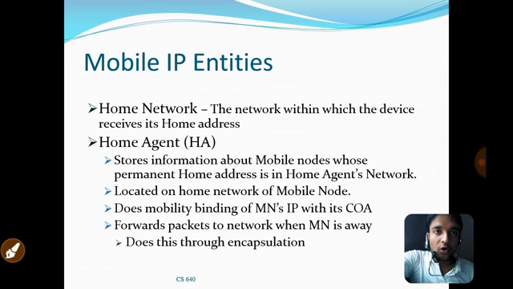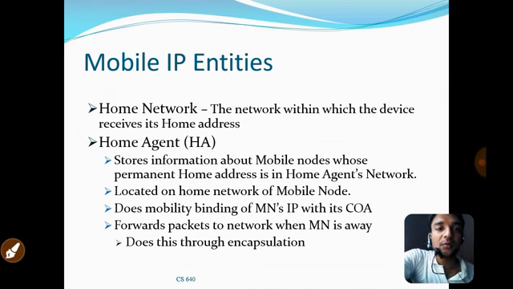Okay, home network: the network within which the device receives its home address. Home network is very simple, everyone loves its home. Now home agent. So what is the purpose of home agent? You have seen that there are two agents, home agents and foreign agents. So what is the purpose of these agents? Let's study one by one. It stores information about mobile nodes whose permanent home address is in the home agent's network. So it stores all the information about the mobile nodes, okay. Your parents definitely know everything about you. So that's also the work of home agent, okay.